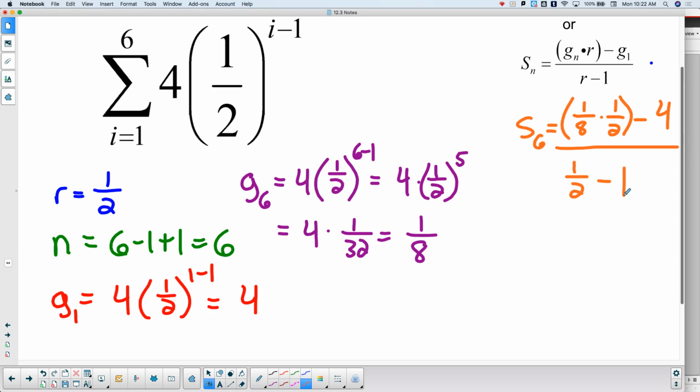One-eighth times 1/2. 1/16. Instead of writing 4, I'm going to write 64 over 16. Why did I choose to write it that way? Why did I choose 64 over 16 and not 16 over 4? Common denominators, yep, because we had common denominators in that case. And then 1/2 minus 1 is negative 1/2.